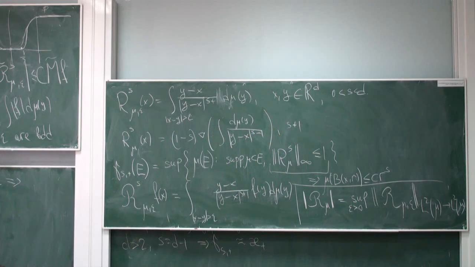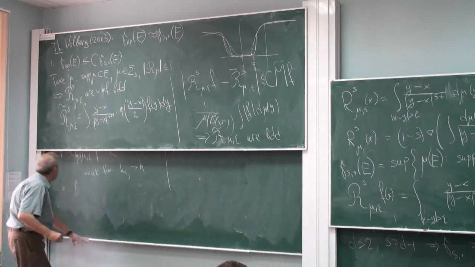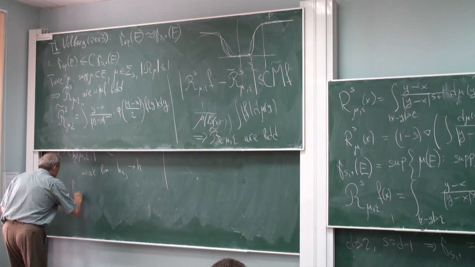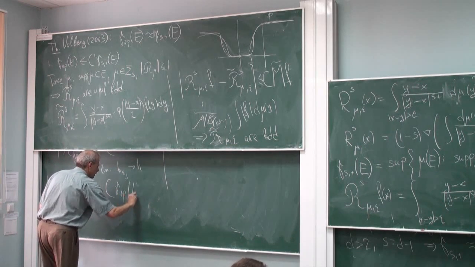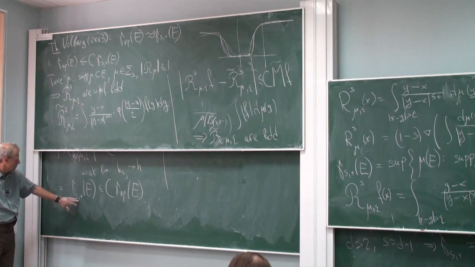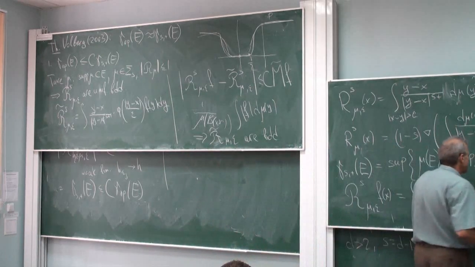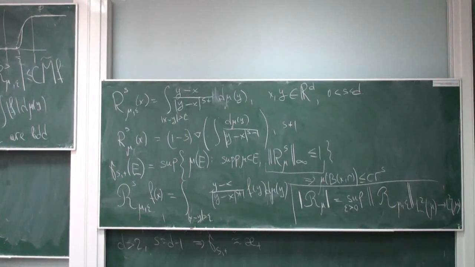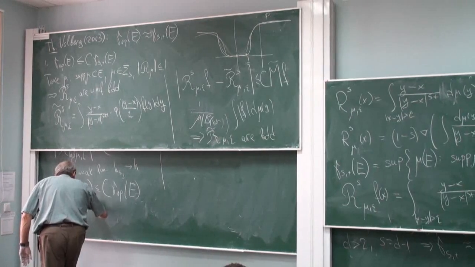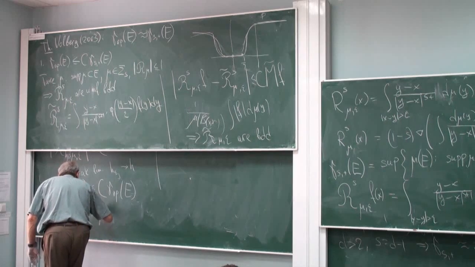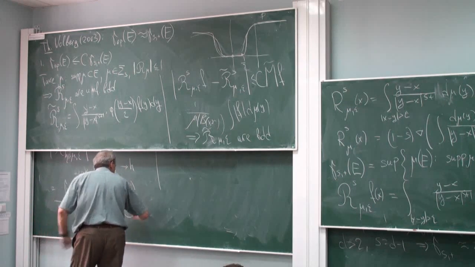Okay. Now, how to prove the inverse inequality? We have to prove that γ_{s,+} capacity is less than or equal to a constant times operator capacity. Now we take a measure participating in the definition of γ_{s,+}. So we take a measure μ such that the norm of μ is less than C.